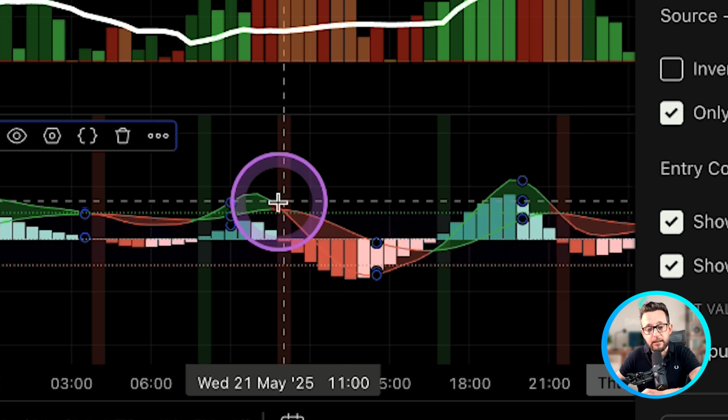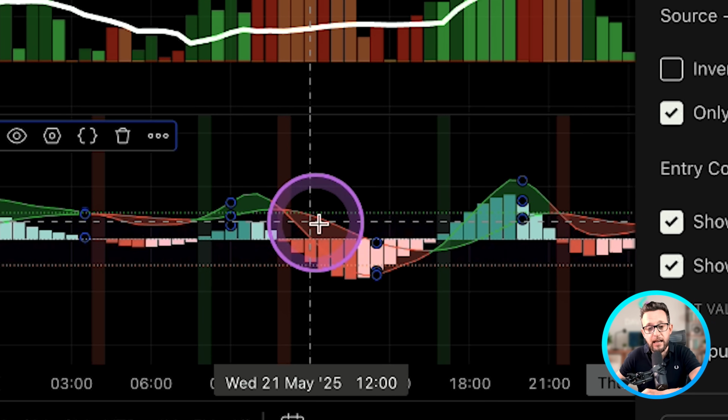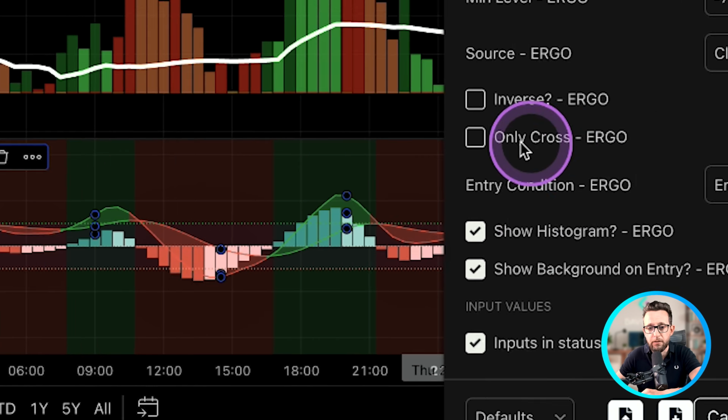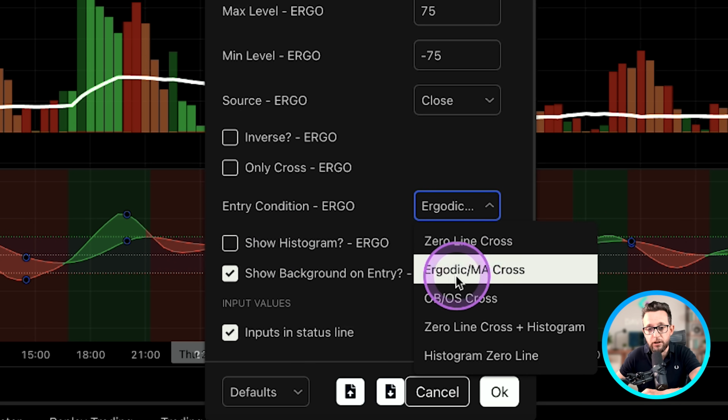A bit like the MACD, it has two lines. It has the Algodic line here, and then it has a moving average. When that crosses, it's going to confirm our entries. We're going to remove the cross only. We're going to remove the histogram because the only thing that we're actually looking for is the Algodic MA cross.